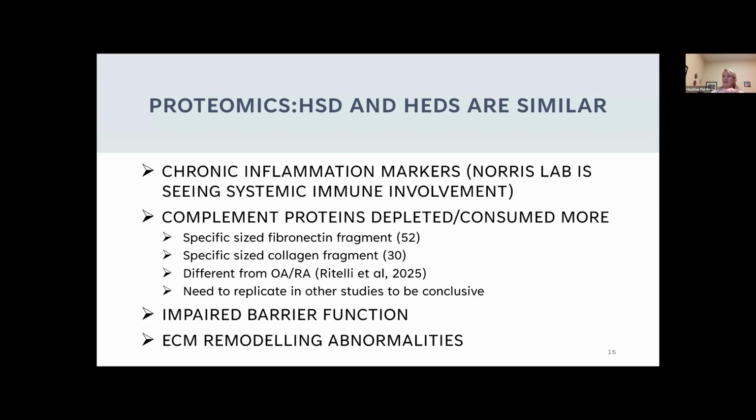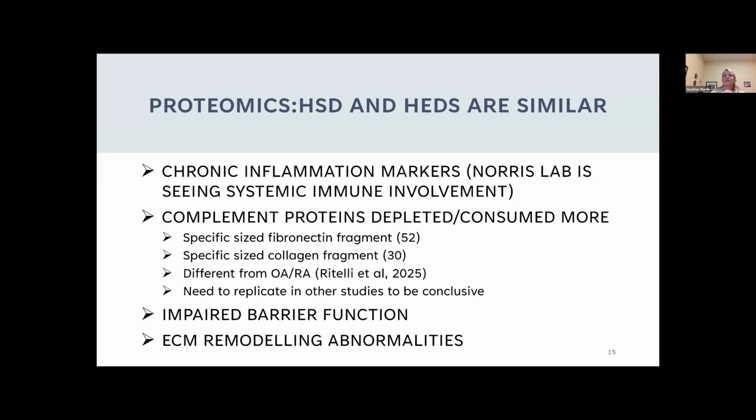Unfortunately, they need to replicate the study in larger quantities in order for this to be conclusive and to eventually turn into a lab test. So that's going to be worked on in the future, but we're not quite there yet, but it's very exciting that this could potentially be a very simple blood test. And if you have a fragment of fibronectin that's size 52, whatever that means, and collagen that's size 30, that's different and specific to hEDS and HSD.